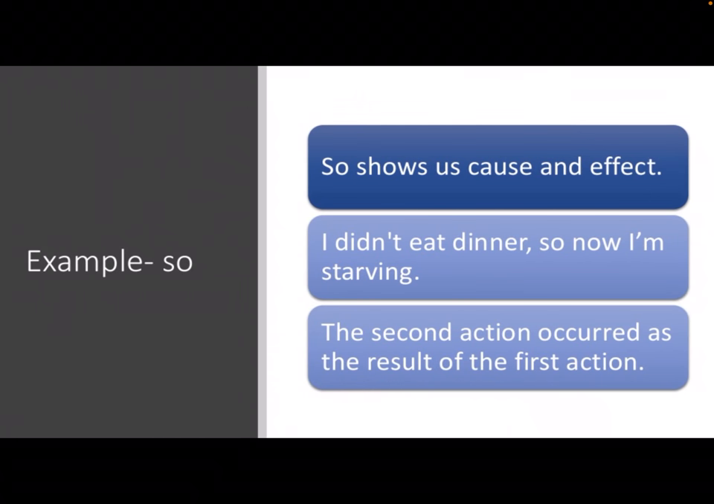Or is easy. They're easy, and I know you know how to use them, but this is just to master our contrasting conjunctions.